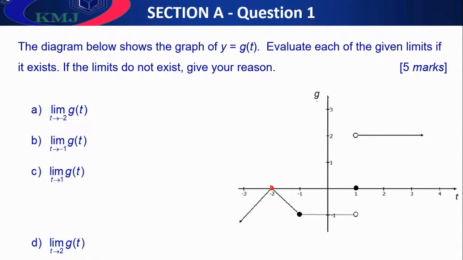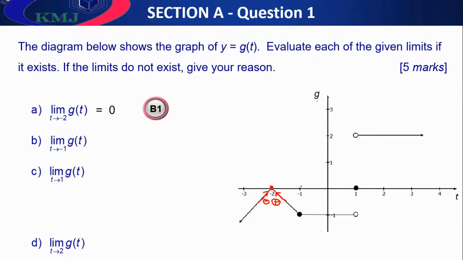It is right here. As you can see, as t approaches -2 from the left, the value of y will be equal to 0. And as t approaches -2 from the right, the value of y also equals 0. Therefore, the limit of g(t) as t approaches -2 is equal to 0. So, 1 mark.